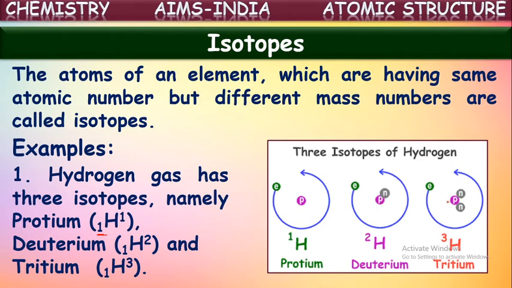So such atoms of an element which have the same atomic number but different mass numbers are called isotopes. These protium, deuterium and tritium are called isotopes of hydrogen. Where are they different? In the number of neutrons in the nucleus. Normally existing hydrogen in the atmosphere is called protium. The large quantity of hydrogen available is protium. It has no neutrons, only one proton in the nucleus. Around that, one electron will be revolving. Okay, this is about isotopes of hydrogen.